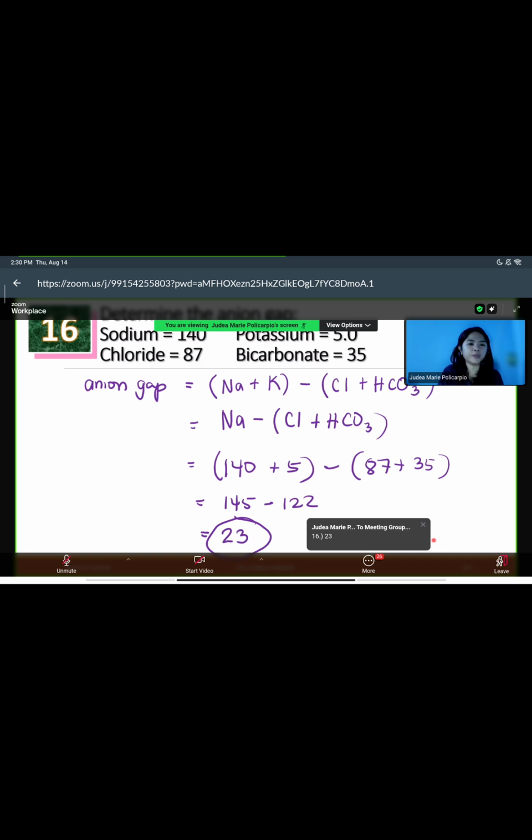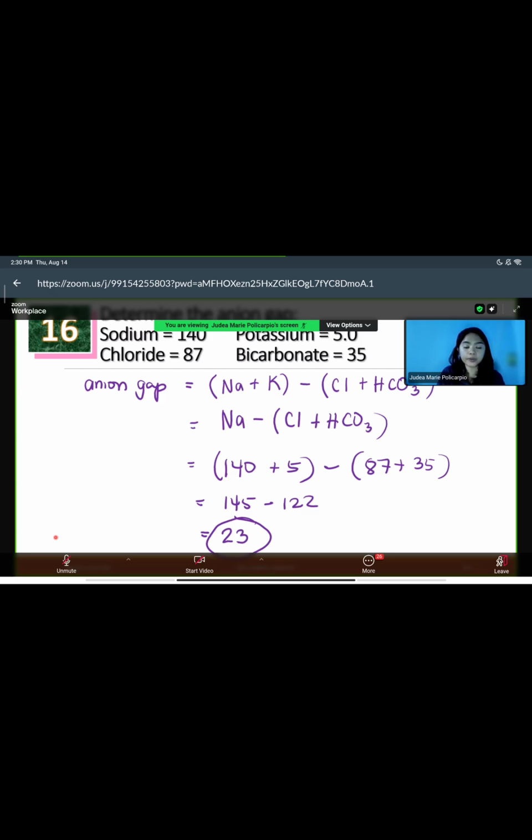Okay, so I hope clear naman itong item number 16 natin. Okay, so again ha, formula ng anion gap form ay recall question. Least likely to affect the anion gap is also a recall question. And syempre, recall question din si potassium being the major intracellular cation. And syempre, don't forget the members of the electrolyte panel. Sodium, potassium, chloride, and bicarbonate. Okay, so item number 16, the final answer will be 23.